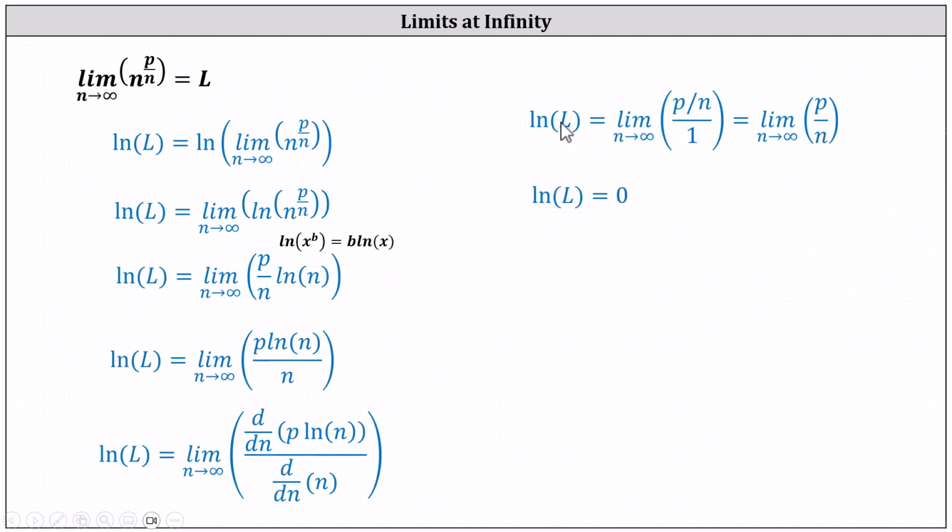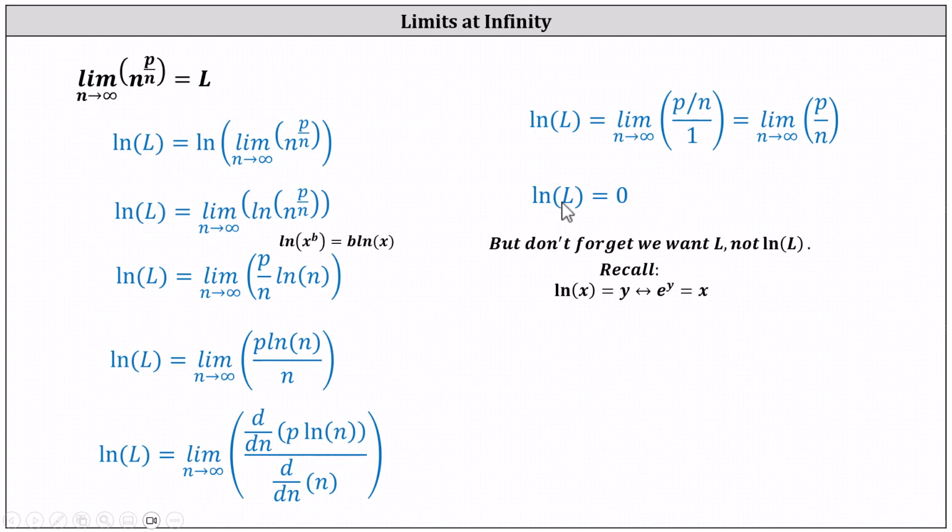And therefore we have natural log L equals 0. But don't forget, we're looking for L, not natural log L. To solve for L, we'll have to write the log equation as an exponential equation. Remember, if we have natural log x equals y, this is equivalent to e to the power of y equals x, where natural log is base e, and a logarithm is an exponent.